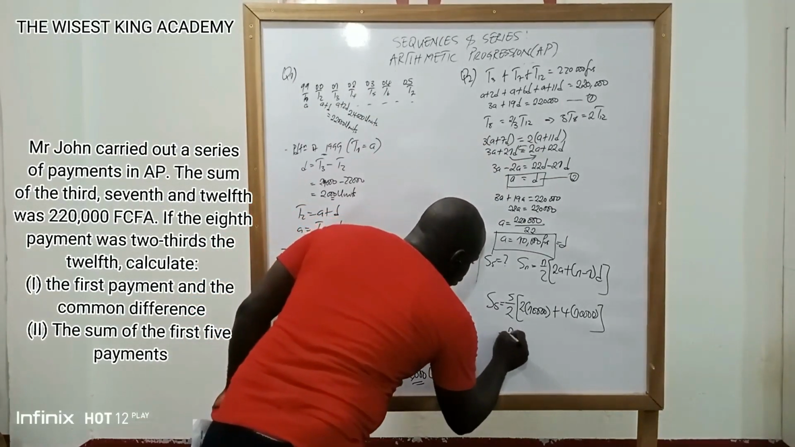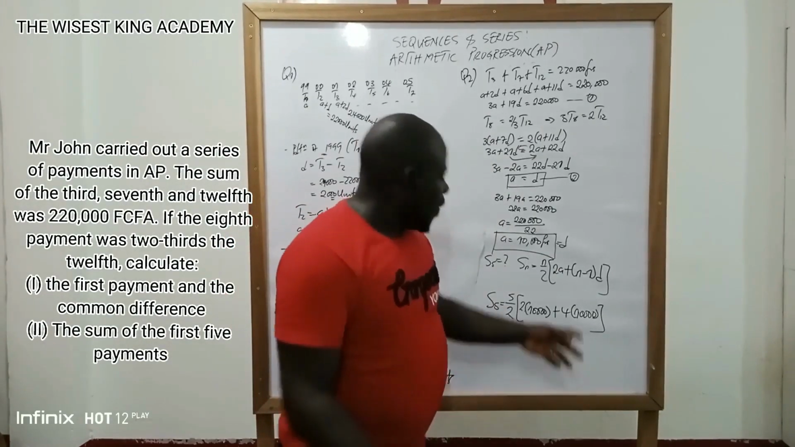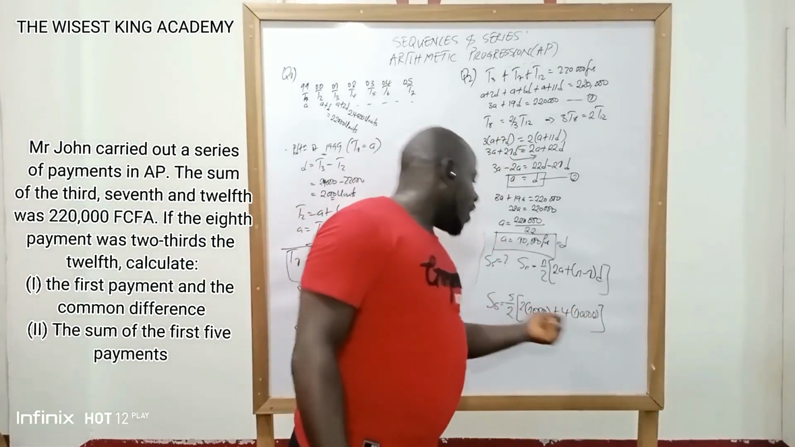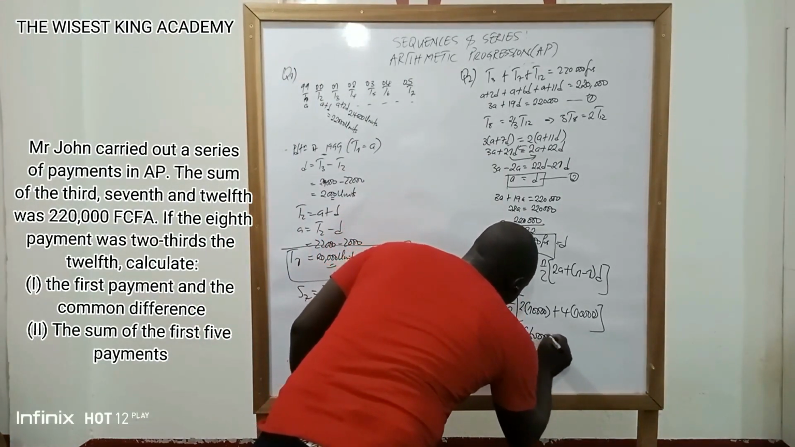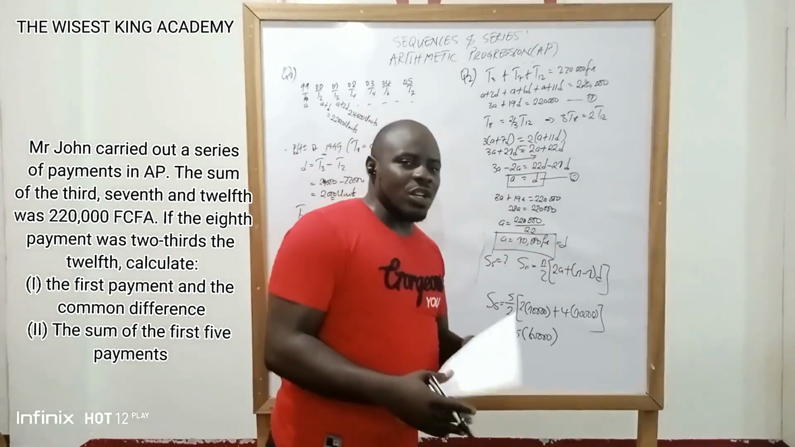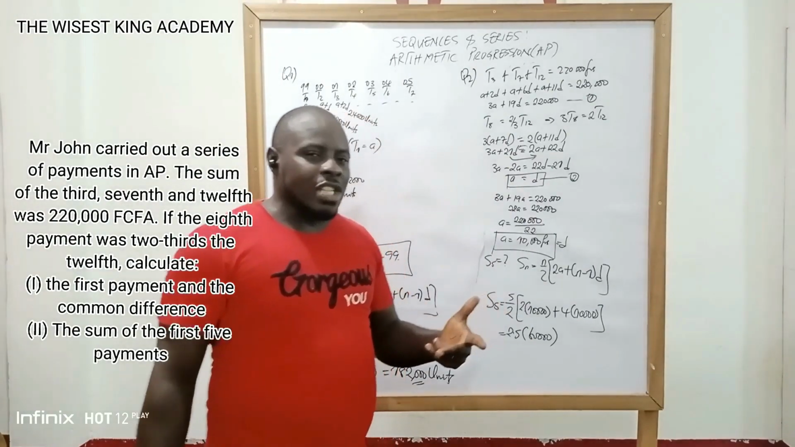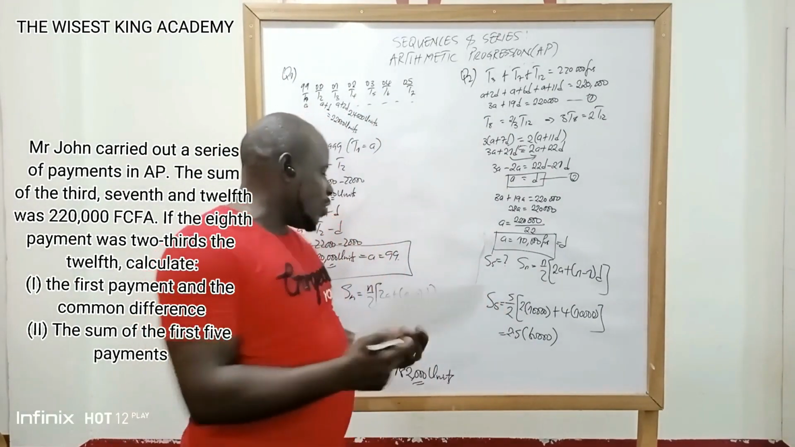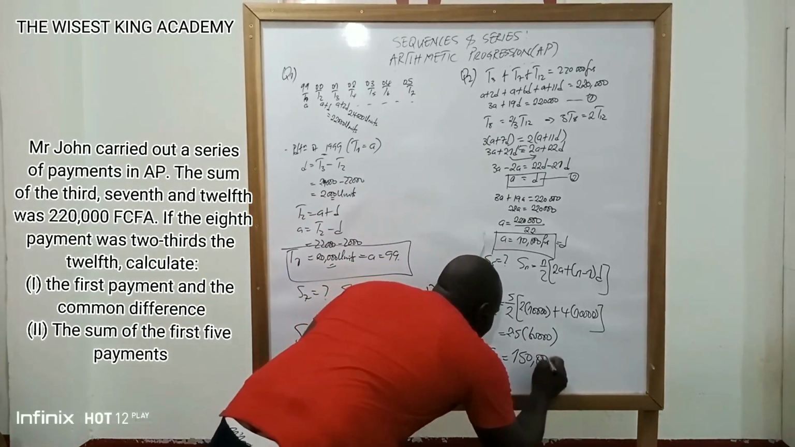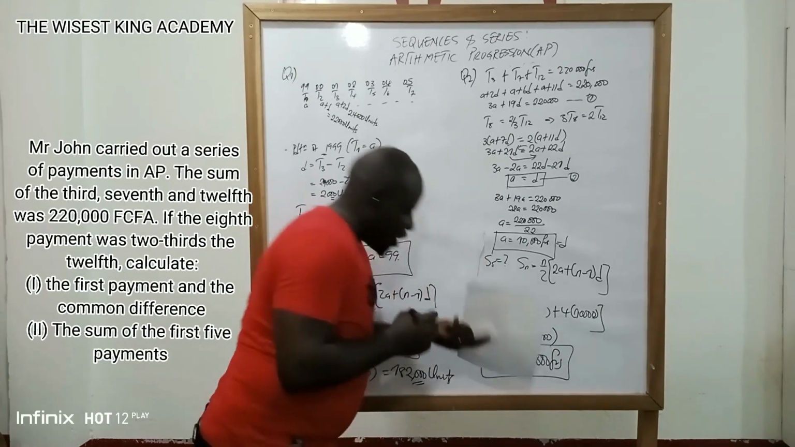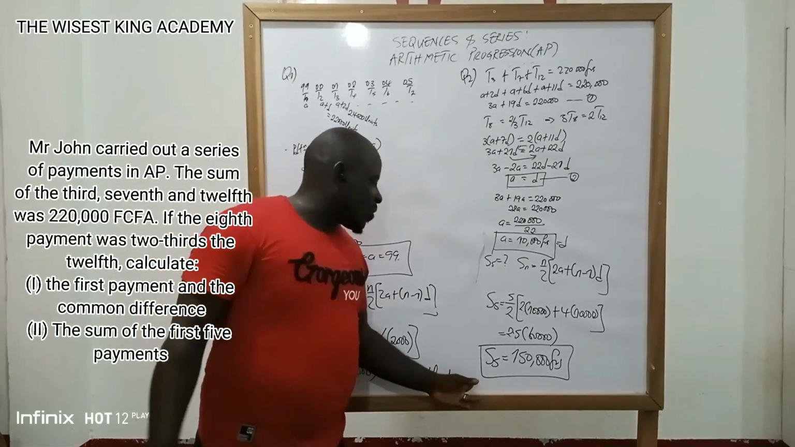So we are going to have here 2.5, big bracket open, 2 times 10,000 is 20,000. 4 times 10,000 is 40,000. 40,000 plus 20,000 is 60,000. Now, 2 times 60,000 is 120,000. 0.5 times 60,000 is 30,000. 120,000 plus 30,000 will give 150,000. So our S5 will be 150,000 francs. That is the sum of the first 5 payments. So we are done with that question.